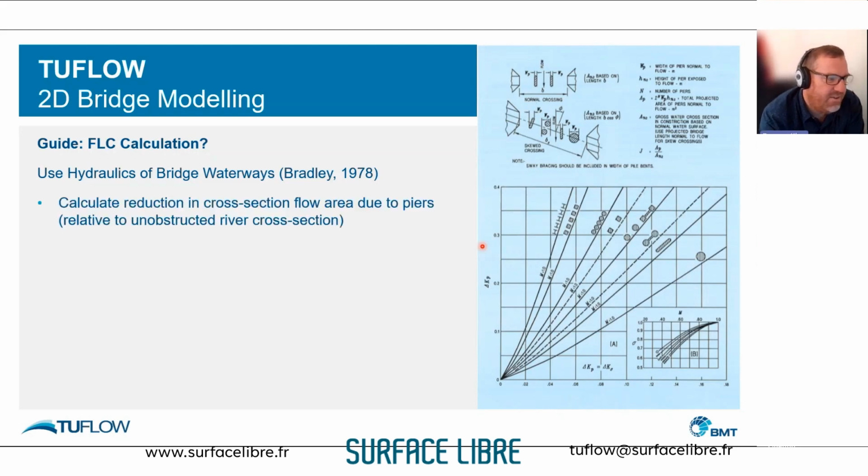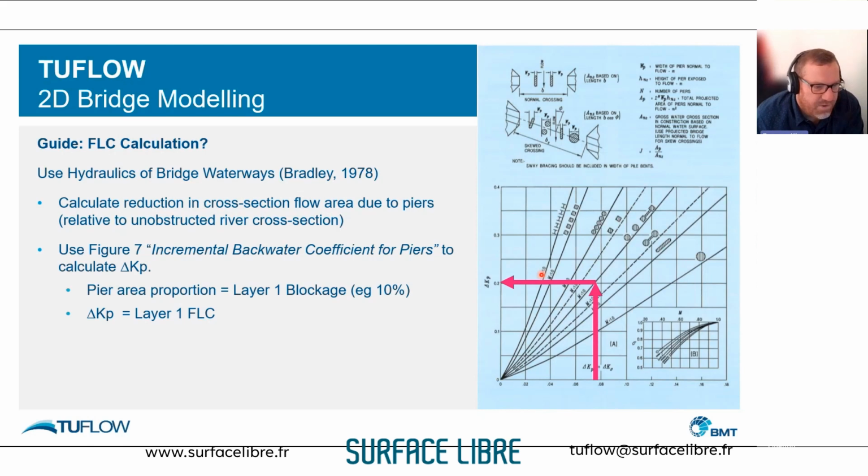We calculate the reduction in cross-sectional flow area due to the piers. From that, we then pick the relevant curve to do with the shape of the piers, and we read off this delta Kp. That's what we apply to our form loss coefficient value. That's used with the velocity head, and that's what determines our afflux.